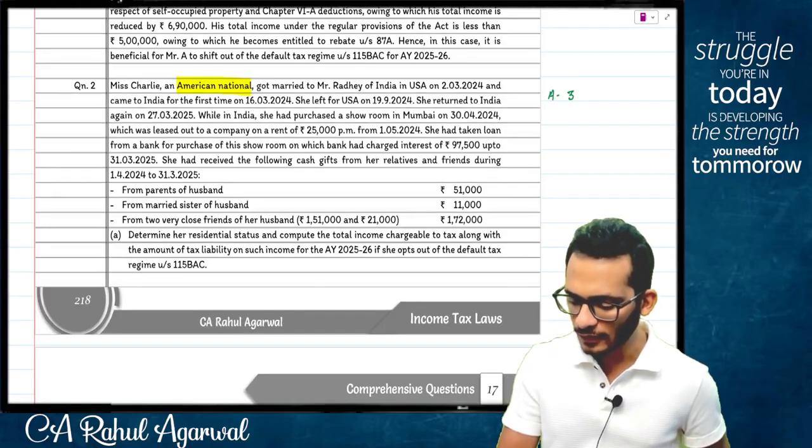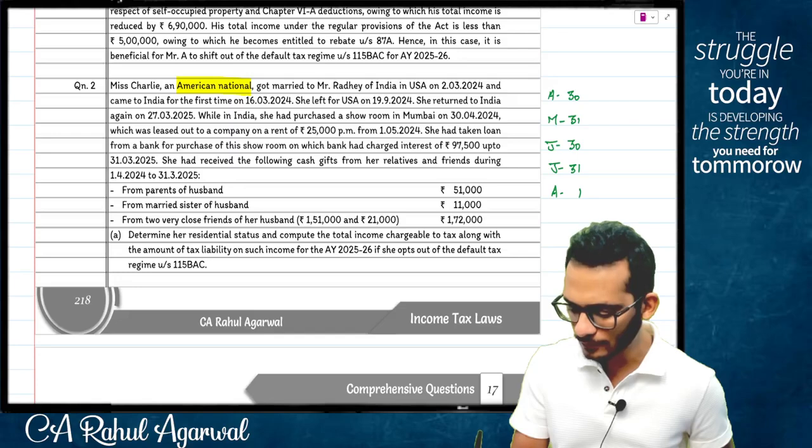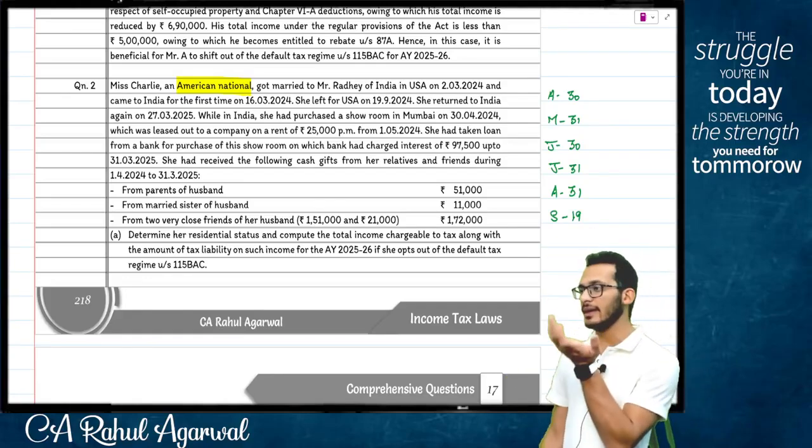April she was there for 30 days. May she was there for 31 days. June she was there for. July she was there for. August she was there for. September she was there for. September we will include 19 as well. Hold this. Let's check if she has come back anytime later.